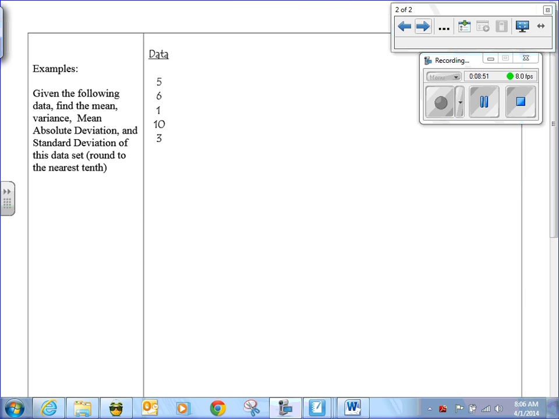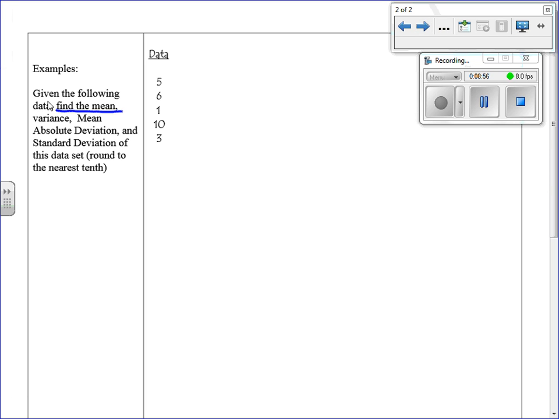It says, given the following data, we need to find the mean, the variance, mean absolute deviation, and standard deviation of this data set. So let's start with the mean. We're going to add up all our values, 5, 6, 1, 10, and 3, and divide by 5, since there are 5 values. The mean is going to be 4.8.